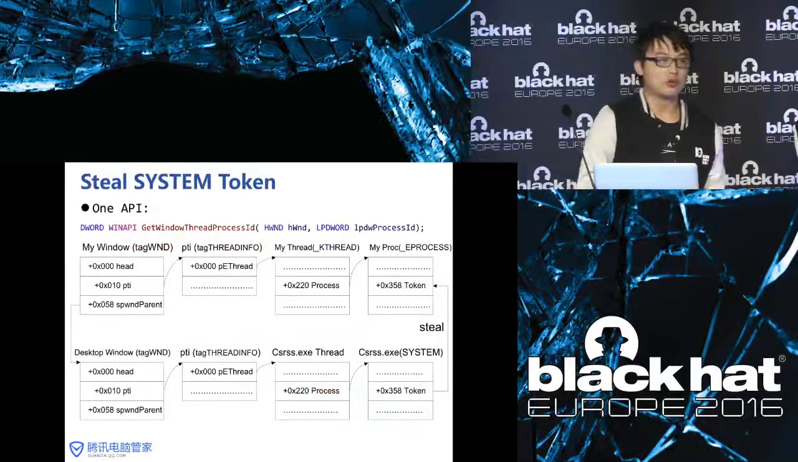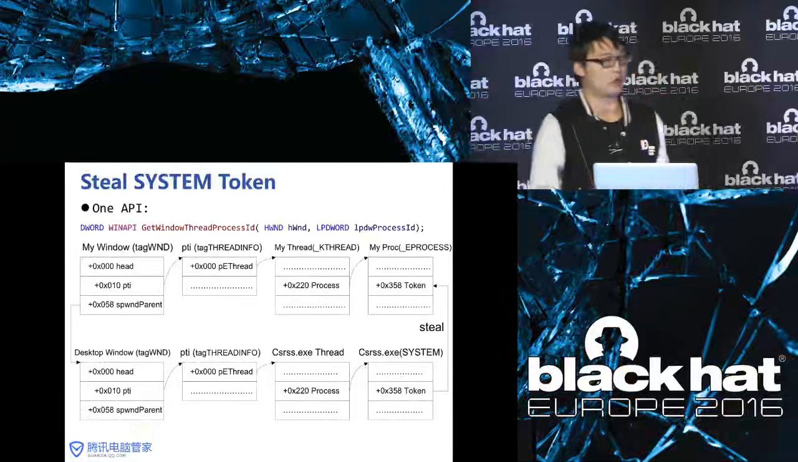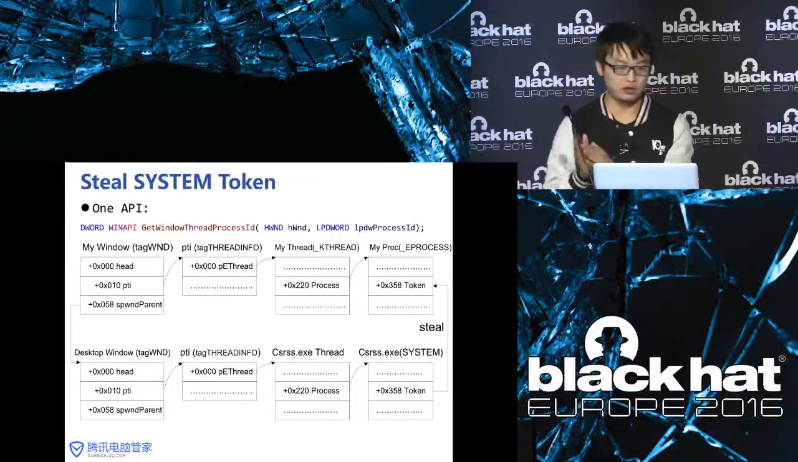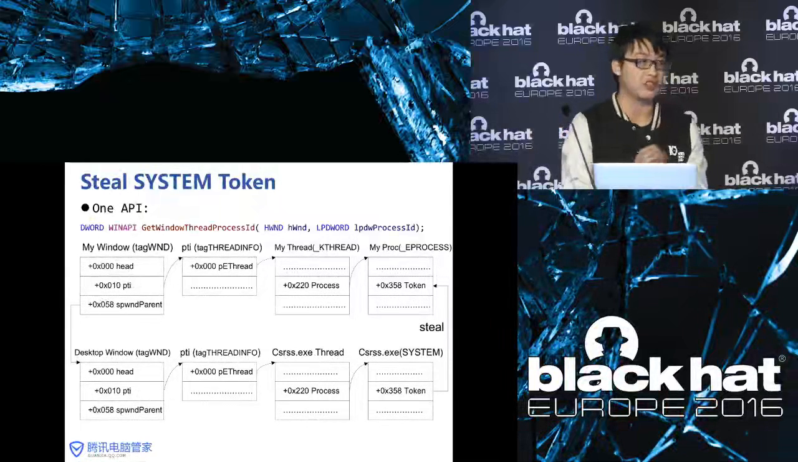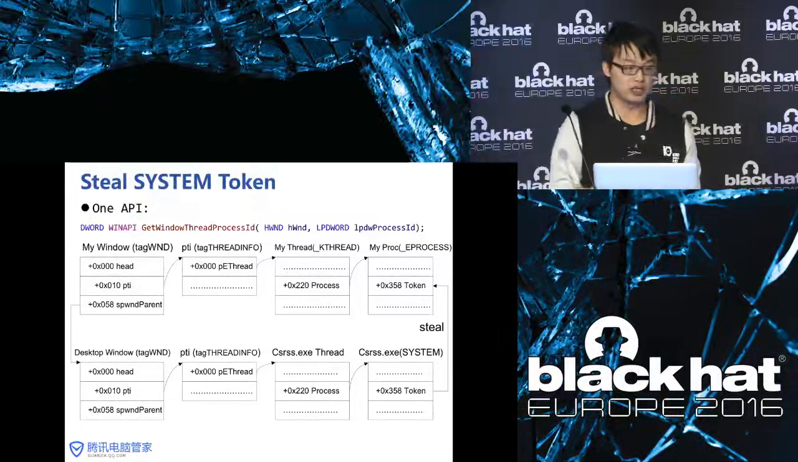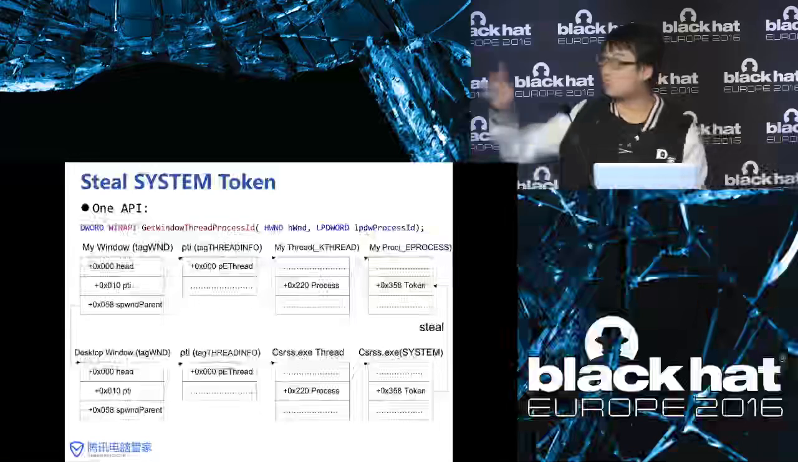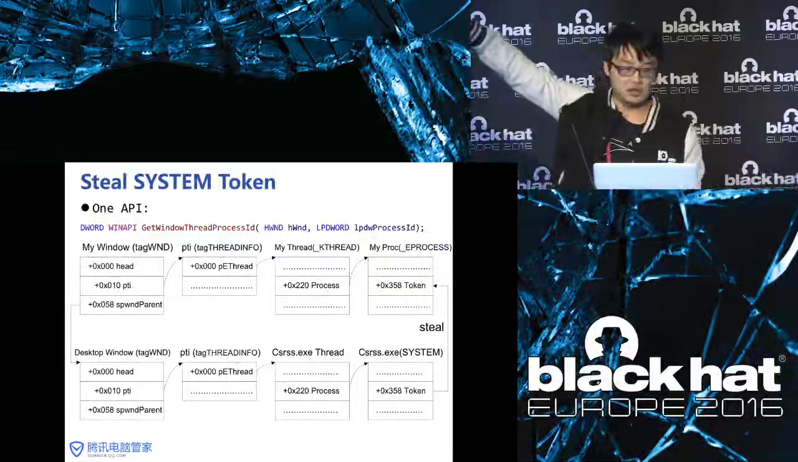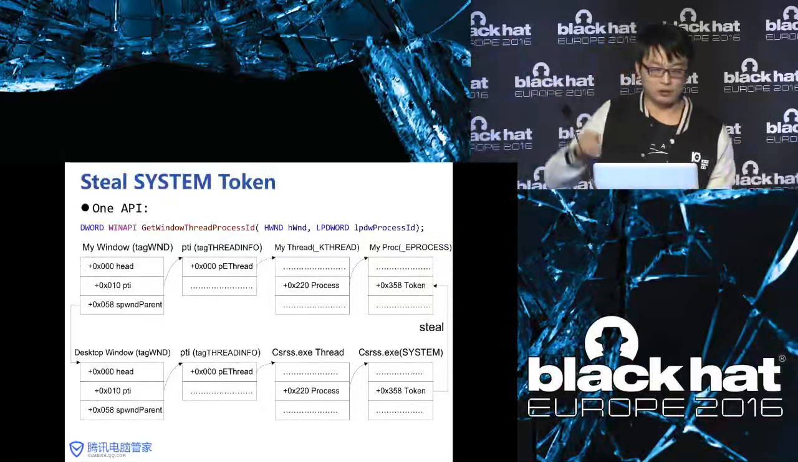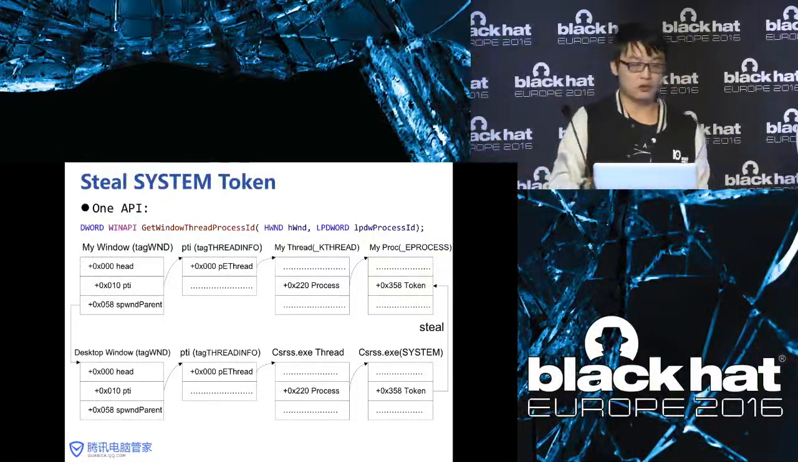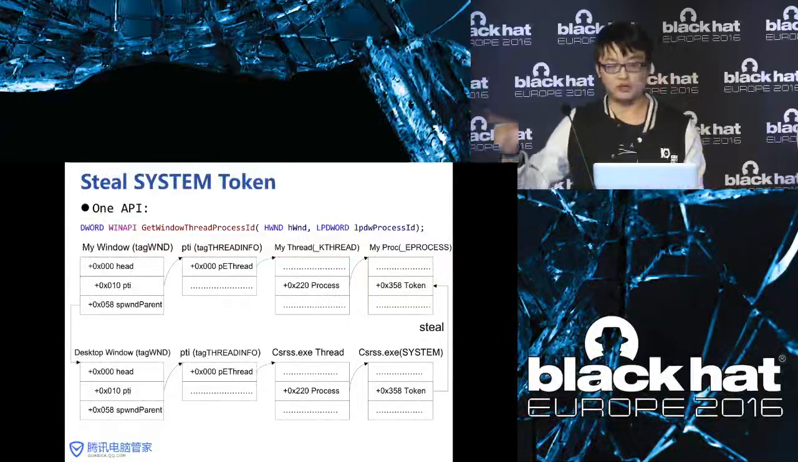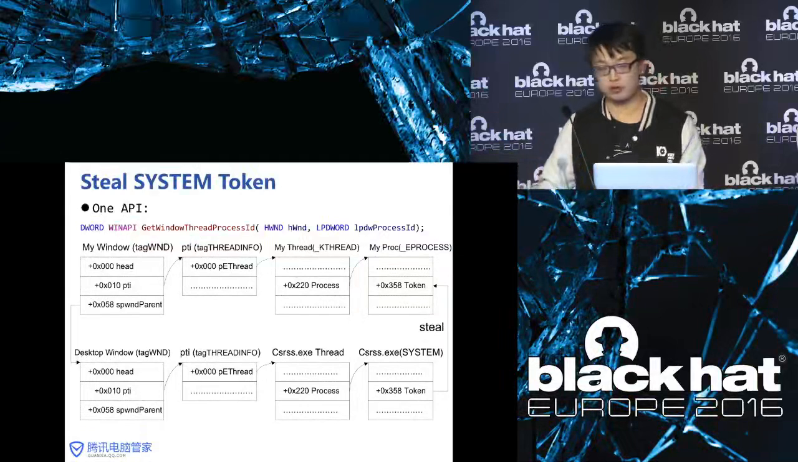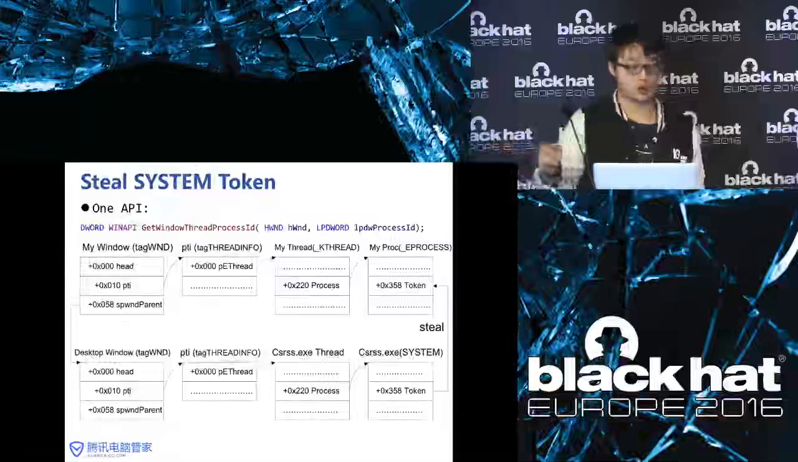Okay, so now how do we escalate our privilege from the normal user to the system user? Basically, we reverse engineered GetWindowThreadProcessId, and we found a relationship between the tagWND structure and the EPROCESS structure. As you can see, in the tagWND structure there's a member called PTI. The PTI points to a tagTHREADINFO structure, and the tagTHREADINFO structure points to the KTHREAD structure.